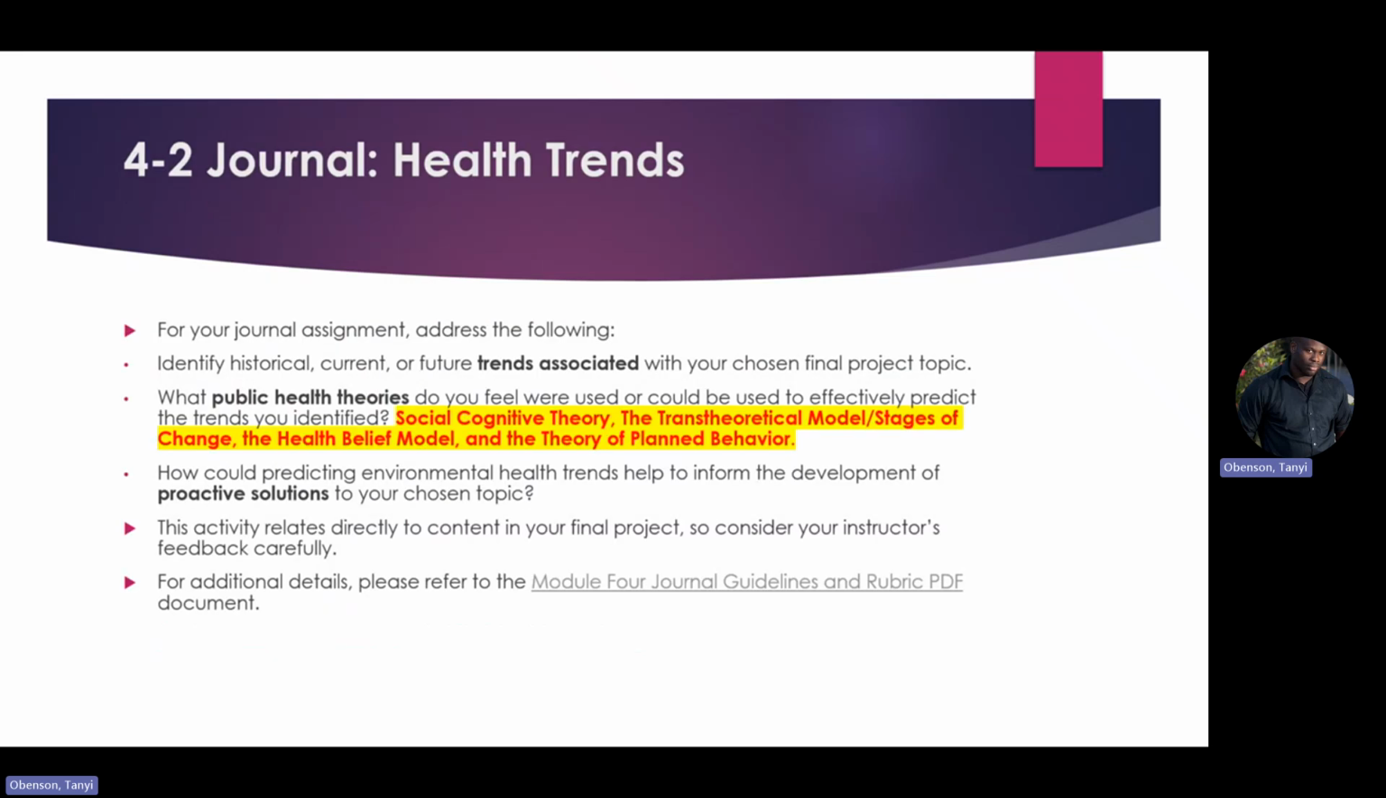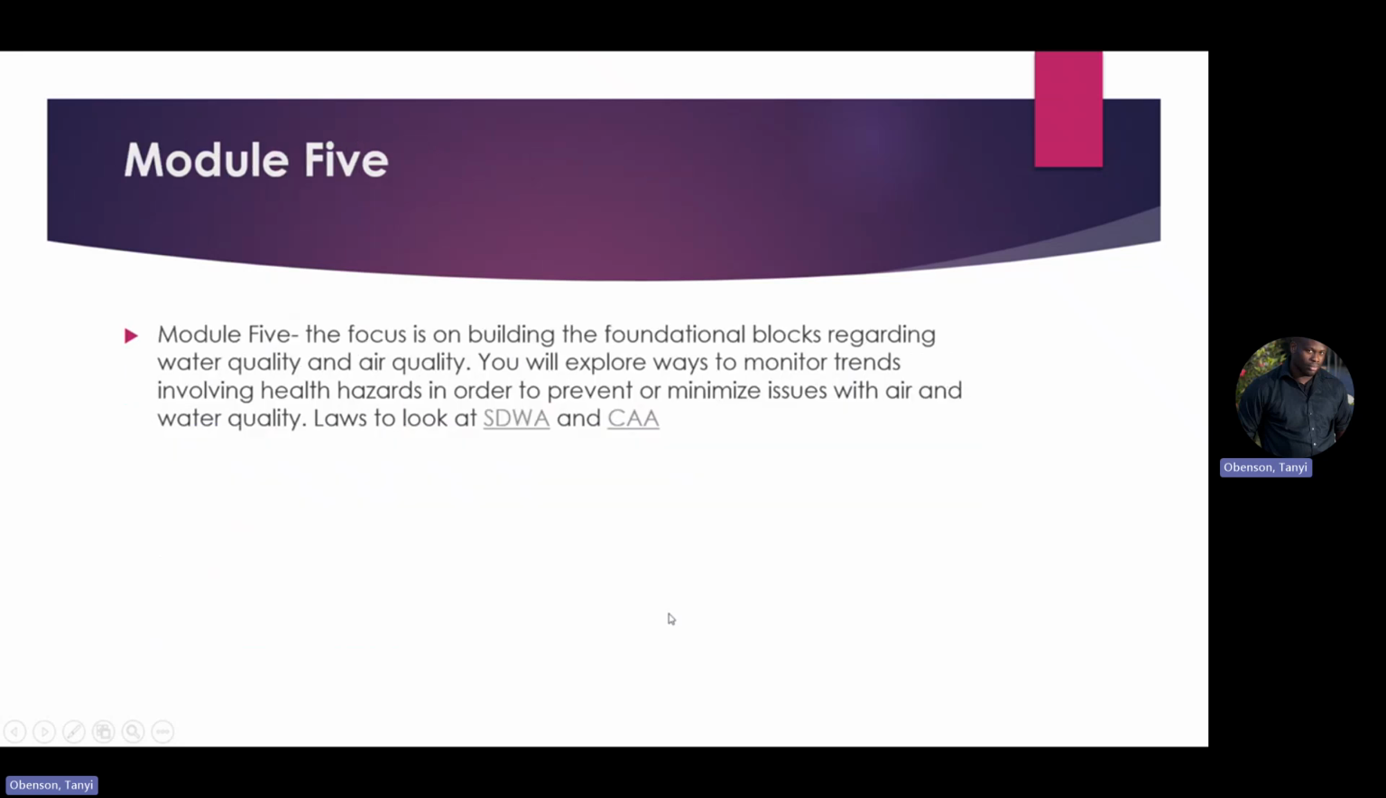There's also a journal for module 4 on health trends. We're going to address the following: identify current, future, or past trends associated with your chosen final project topic. What health theories do you feel were used or could be used to effectively predict the trends you identified? Social cognitive, trends theoretical, etc. How could predicting environmental health trends help to inform the development of proactive solutions to your chosen topic? This activity relates directly to content in your final project, so make sure you read my feedback, as your instructor. And there's a guidelines and rubric for that as well.